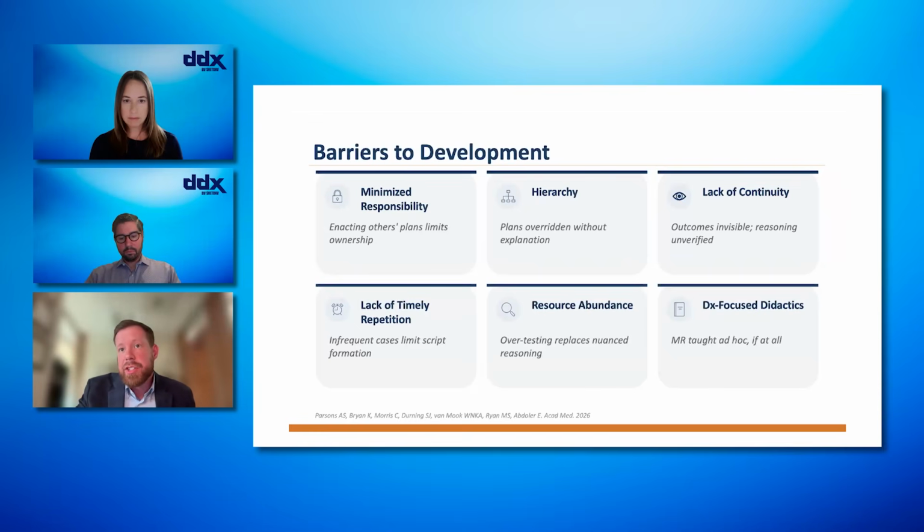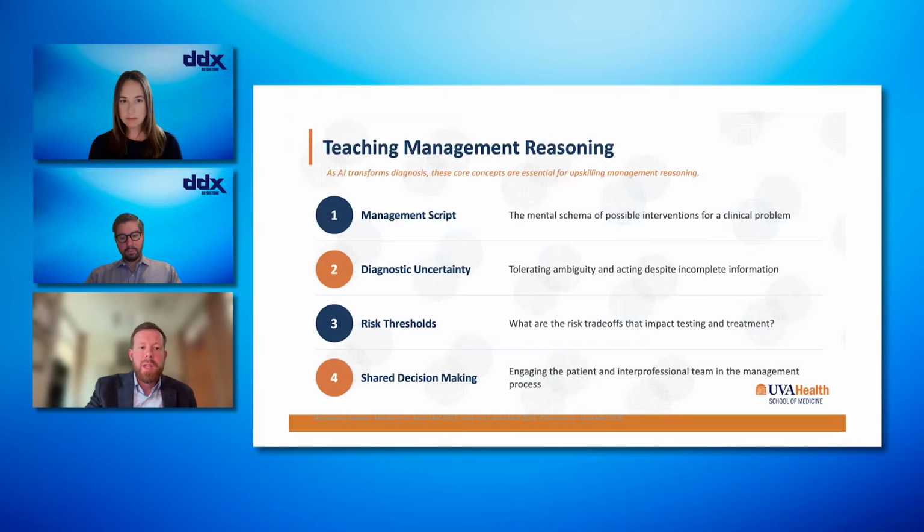Resource abundance was an interesting thing that came out of this. So over-testing, the ability to over-test without thinking twice, would replace their nuanced reasoning. And then just the fact that most of their didactics, specifically case conferences and such, were focused on diagnostic reasoning. And they thought that management reasoning was taught in an ad hoc way, if at all. So with that background, how should we teach management reasoning in the age of AI?